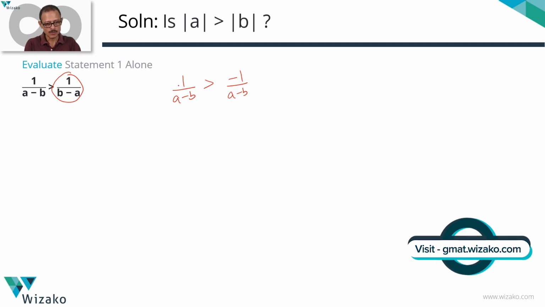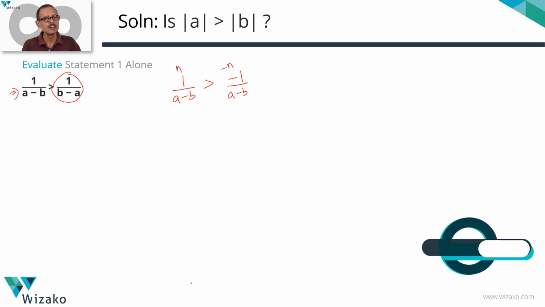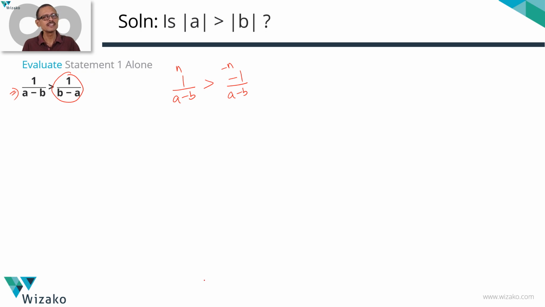So essentially 1 upon A minus B, if we think of it as one number, then minus 1 upon A minus B is going to be the negative of that number. This is the information we have about A and B from statement 1. For what kind of number will the negative of a number be lesser than the number? Let's start with 0. The negative of 0 is 0, so this is going to be equal. So this is not the case.